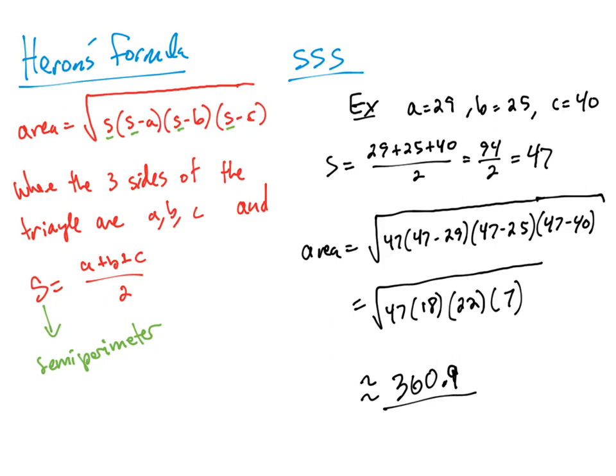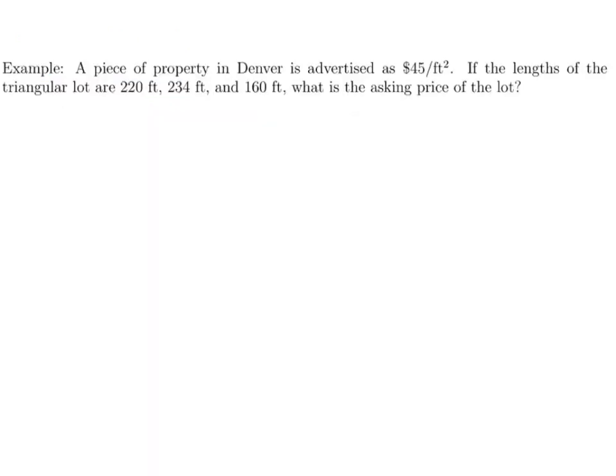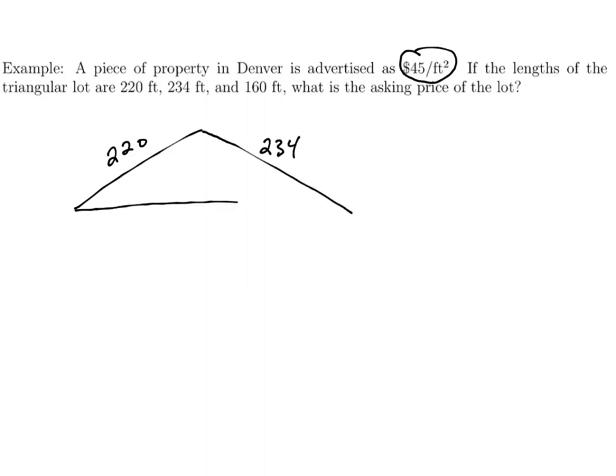All right, so pretty straightforward. And then let's look at one last example for this video. This example says a piece of property in Denver is advertised at $45 per square foot. I've got to say, this is not very realistic. Maybe the property is in a landfill or something, but that's pretty cheap. If the lengths of the triangular lot are 220 feet, 234 feet, and 160 feet, what is the asking price?